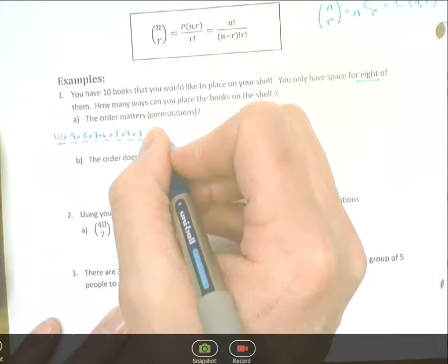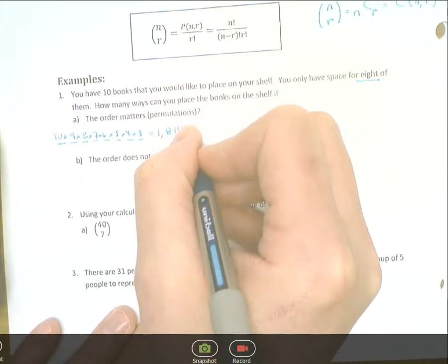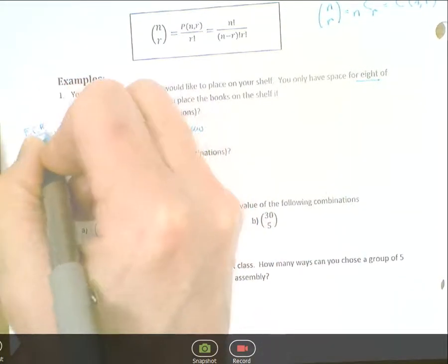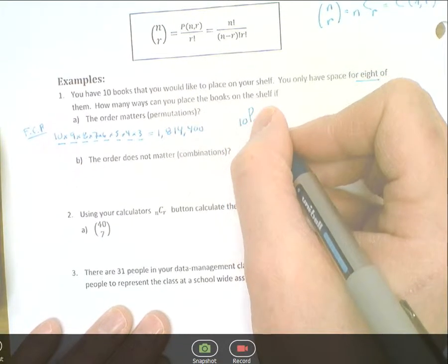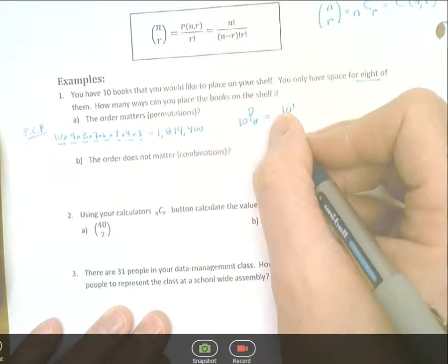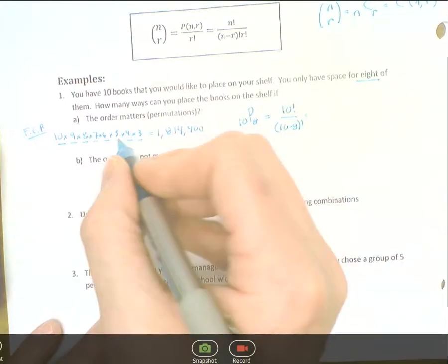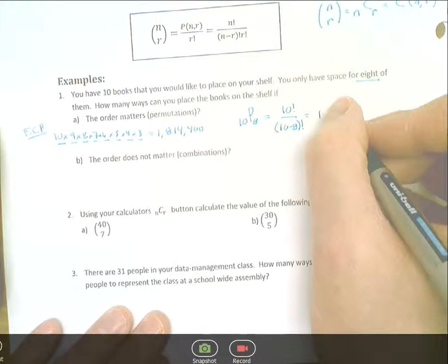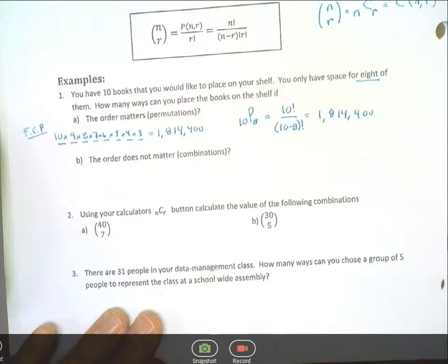That comes out to a big number. Another way is to just say there's 10 objects. How can we arrange 8 of them? It's 10 factorial over 10 minus 8 factorial, which reduces down to this because the 2 factorial divides out. And if you put it in a calculator, you get the exact same thing that you get using the fundamental counting principle.